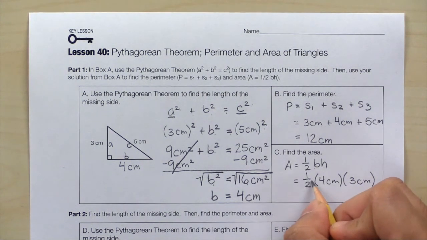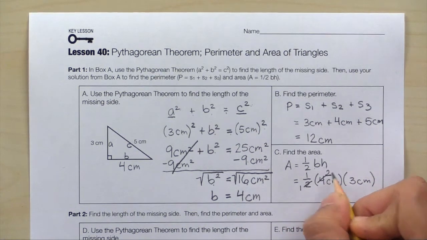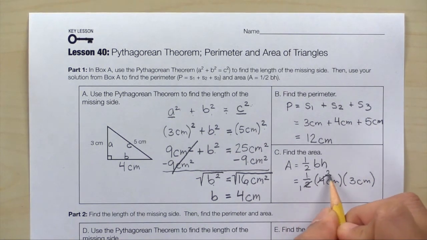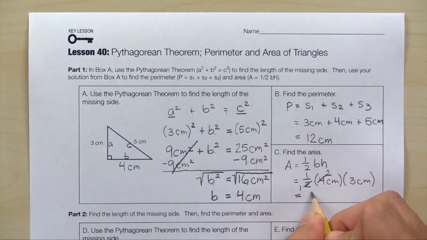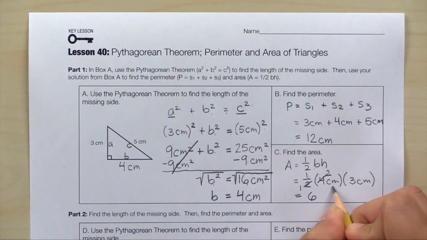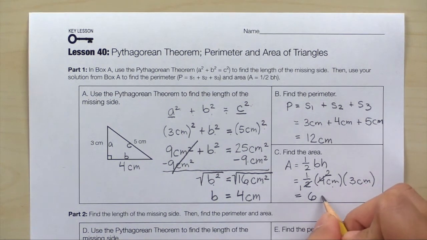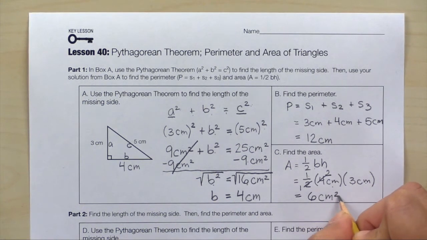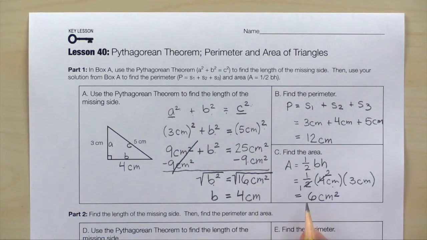You can divide by 2 and divide by 2. 1 times 2 times 3 equals 6. Centimeters times centimeters equals centimeters squared. So our final answer is an area of 6 centimeters squared, or 6 square centimeters.